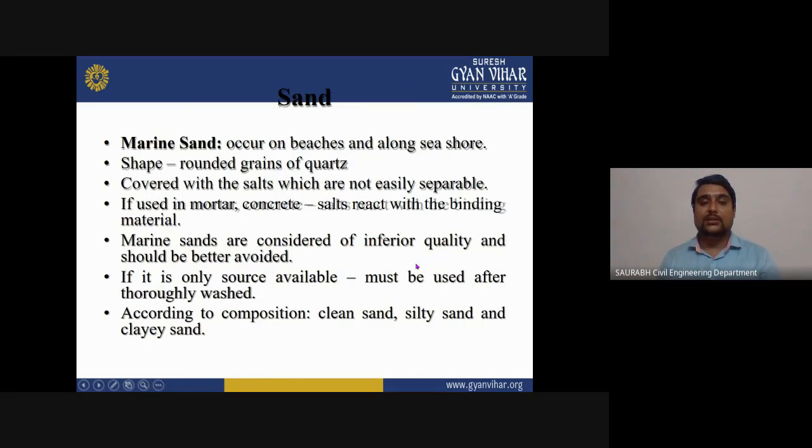Now come to marine sand. It occurs on the beaches and along the seashore. The shape of this kind of sand is rounded grains of quartz covered with salt, which are not easily separable. It reacts with the binding material when used in mortar and concrete slabs. Marine sand is considered inferior quality and it is better to avoid it. If it is the only source available, it must be used after being thoroughly washed.